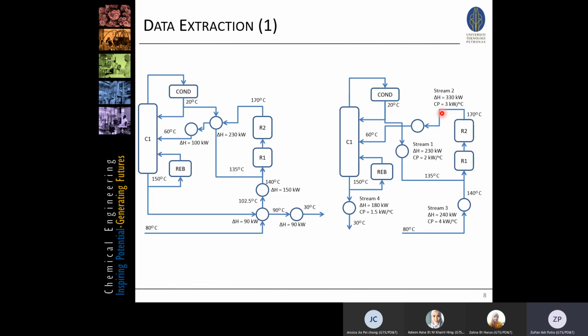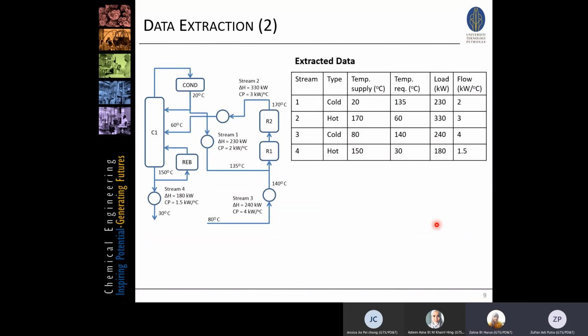This is also continuing from Zelina's question. If we start from scratch, from design, this is what we typically end up with. We want to heat this one to the reactor, this one to be cooled down, this one to be heated up, and this one to be cooled down. So this is typically what we have in the design phase, and this is the typical data that we are going to get. We put them into the stream table.